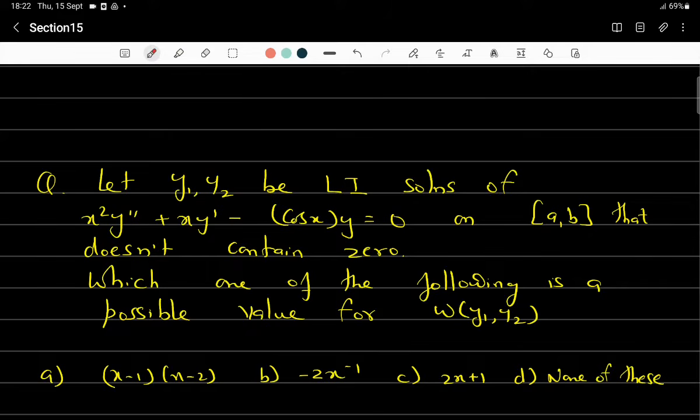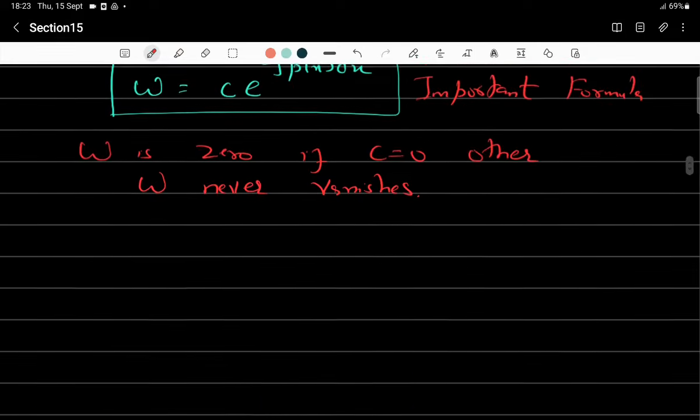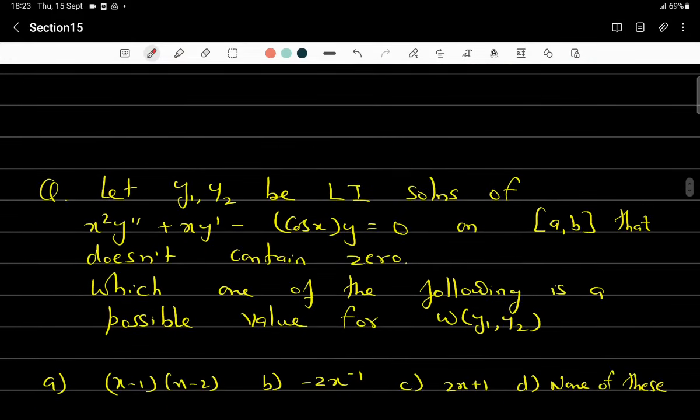Then which one of the following is a possible value for the Wronskian? x minus 1, x minus 2, minus 2 x raised to the power minus 1, 2x plus 1, and none of these. Yes, so the idea is that we do not know how to solve this differential equation. We cannot compute y1 and y2, but using this formula we can compute the Wronskian.